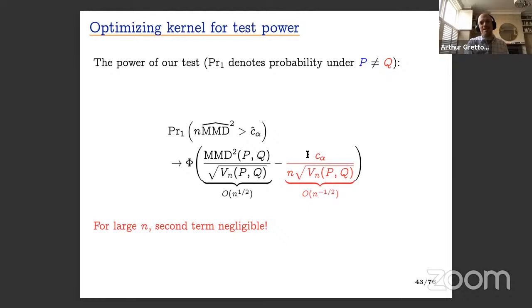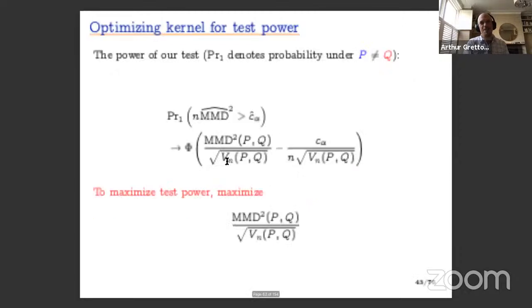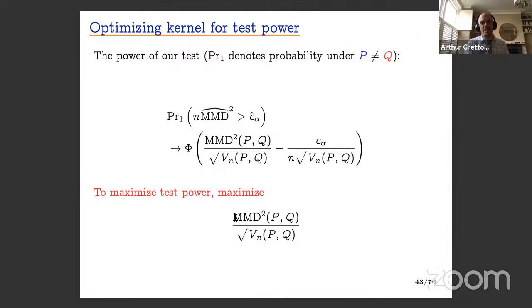And that makes sense because under the null, the null distribution's variance is dropping as n squared. And so for large enough samples, that threshold isn't all that important, right? Because what's important is just pushing my MMD large and dropping its variance under the alternative. So for large enough n, the second term is negligible. And to maximize test power, what I need to do is effectively just maximize the signal to noise, so maximize the ratio of the MMD to its variance.